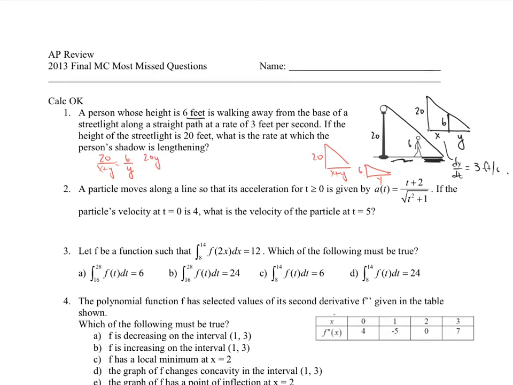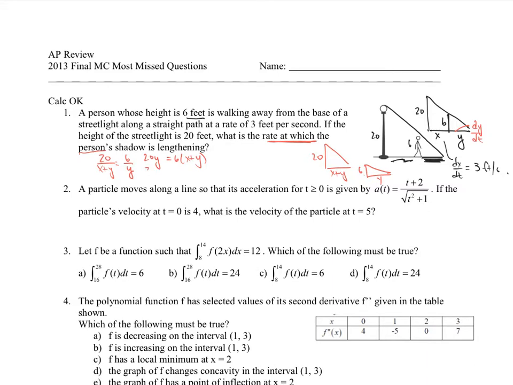We're going to cross multiply: 20y equals 6 times x plus y. This is a related rates problem, and so what I'm trying to do is find this dx dt so I could substitute that value in, because I'm asked to find the rate at which the person's shadow is lengthening, which is my dy dt. That's what I'm looking for. So let's go ahead and finish solving this.